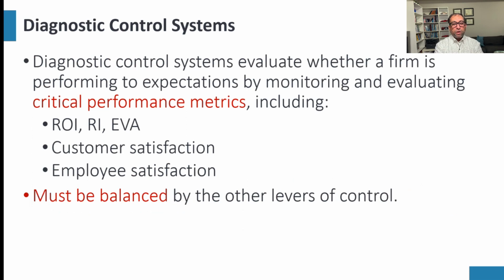The diagnostic control system evaluates whether a firm is performing to expectations by monitoring and evaluating critical performance metrics, including all the factors we discussed: ROI, RI, EVA, customer satisfaction, employee satisfaction. So these are basic diagnostic tests that we can do to measure the health of the business, just like a human diagnostic test. It must be balanced by the other levers of control.